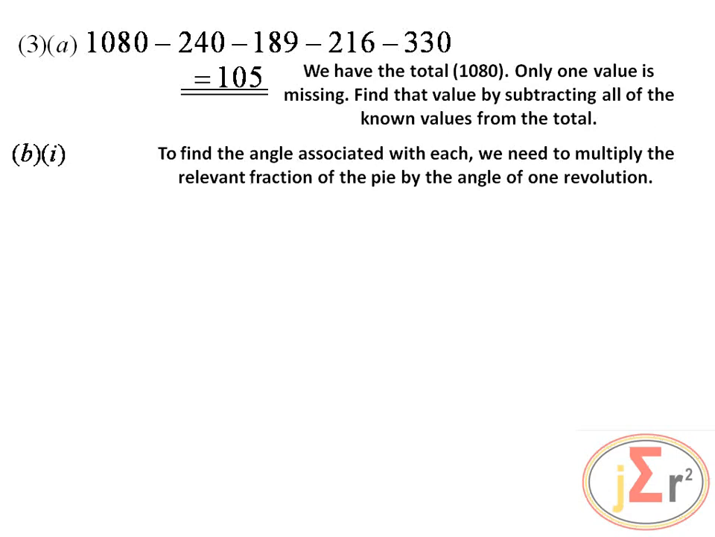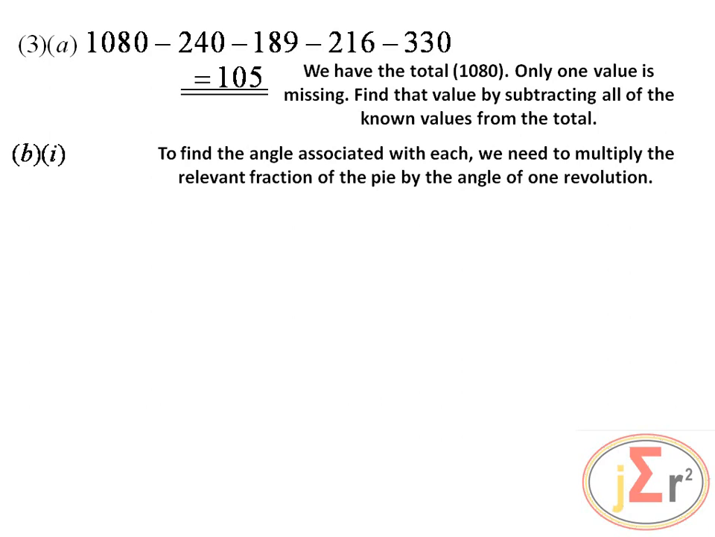To find the angle associated with each, we need to multiply the relevant fraction of the pie by the angle of one revolution. So we are going to construct the pie chart, but in order to construct the pie chart, we need to determine the angle that is associated with each career. In order to do that, we need to find the fraction associated with each career and multiply that result by the entire angle of one revolution.